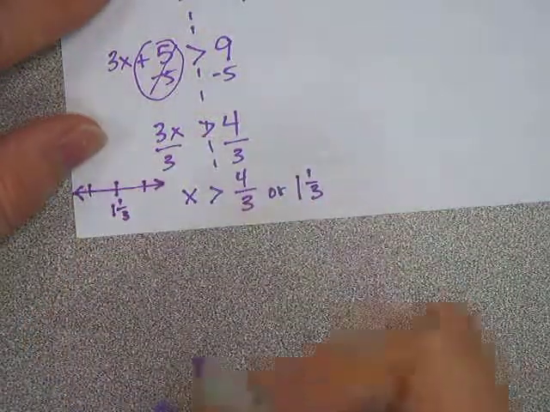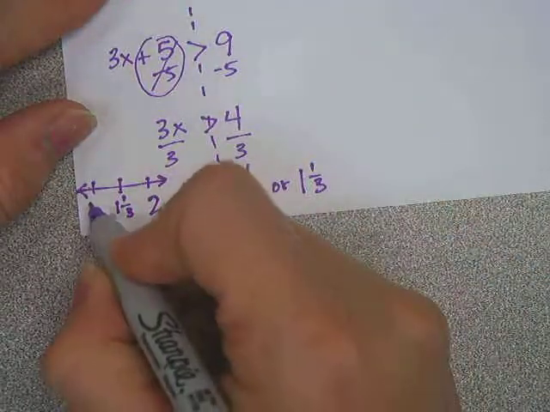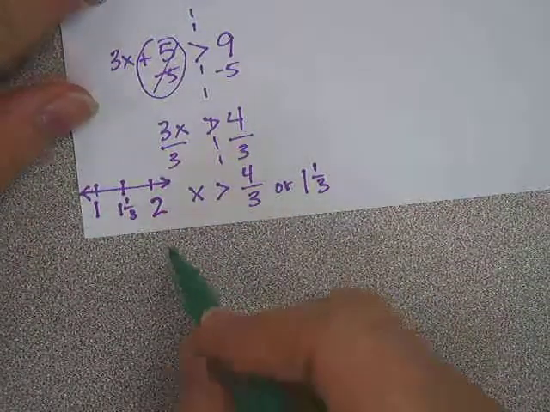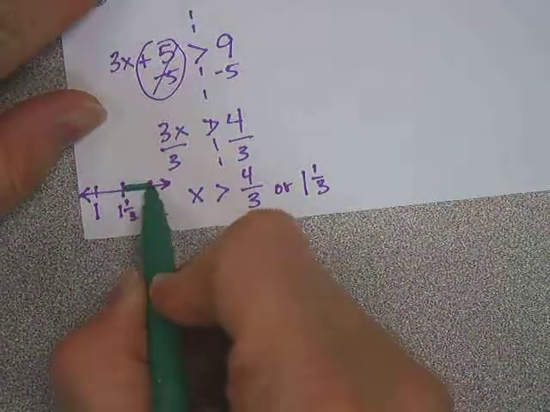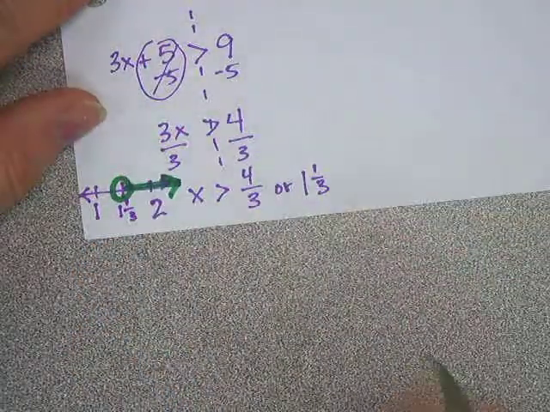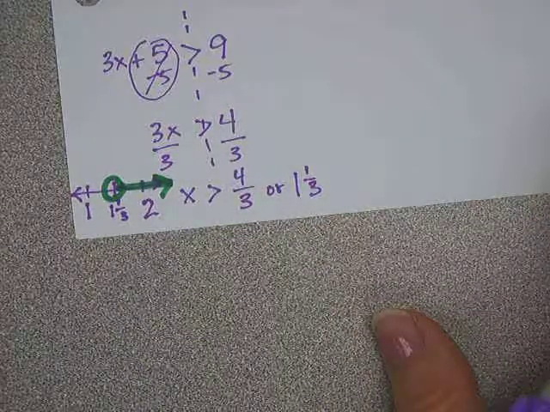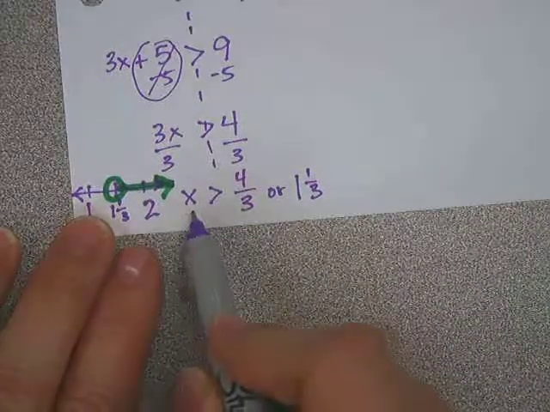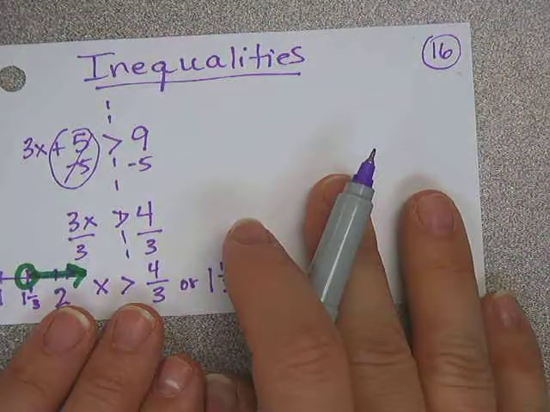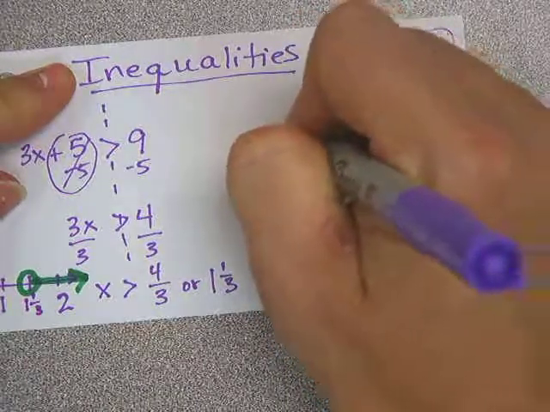So we put 1 1/3 on our graph. We put a number bigger and we put a number smaller. And everything greater than 1 1/3 is going to be everything up here. And since it's greater than, not equal to, we put an open circle. So we read this, x is greater than 1 1/3. Okay, the last one we're going to do.